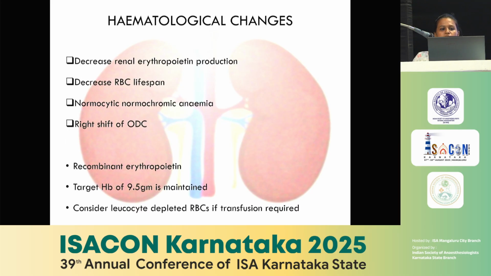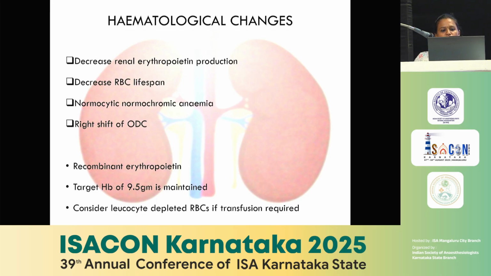Hematological changes are mainly because of decreased renal erythropoietin, and because of frequent dialysis, there is blood loss and frequent blood investigations and nutritional deficiencies. They are more prone for normocytic normochromic anemia, which causes rightward shift of your oxygen dissociation curve. So if there is electively scheduled procedures, consider recombinant erythropoietin. However, it causes hypertension. That should be kept in mind.